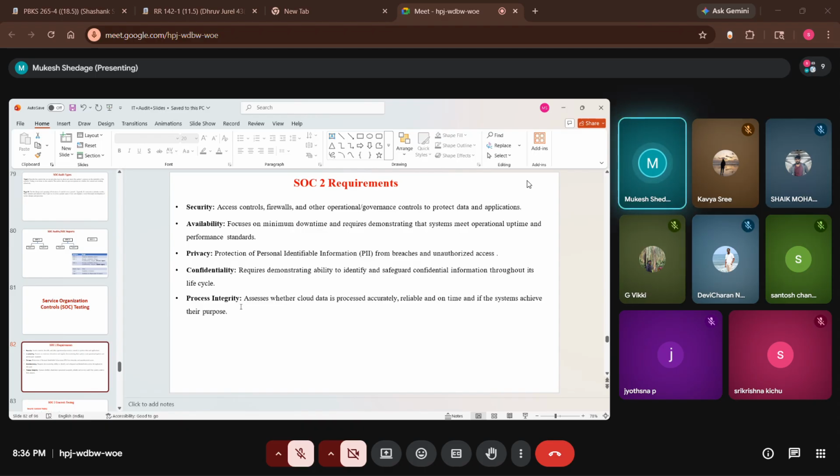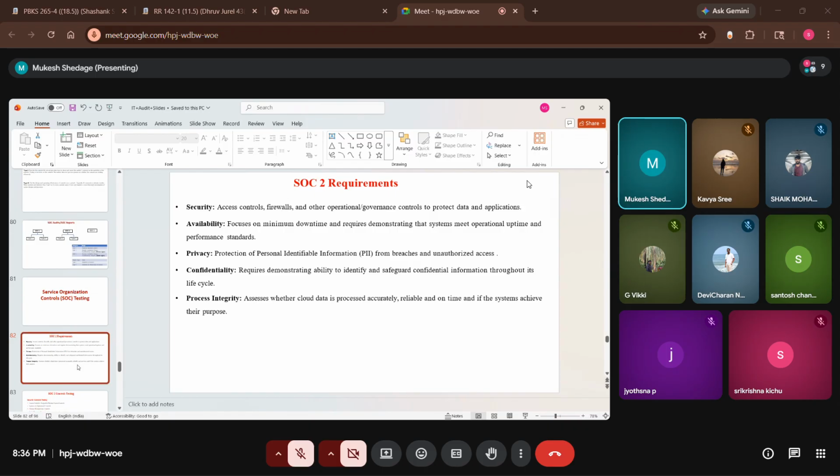So here it is clearly mentioned: assess whether the cloud data is processed accurately, reliably, and on time, and if the system achieves its purpose. So ITAC is related to processing integrity. Basically, we are testing our ITGC and ITAC controls only. The only thing is they are divided into these five principles, or five trust service criteria.